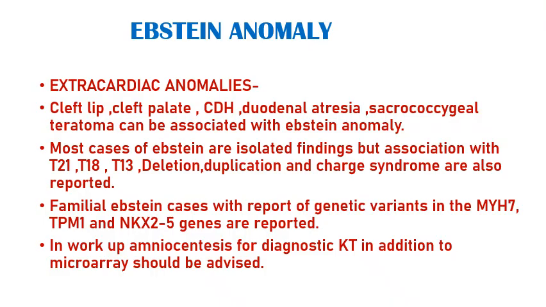In extracardiac anomalies, we can see cleft lip, cleft palate, congenital diaphragmatic hernia, duodenal atresia, sacrococcygeal teratoma. All can be associated with Ebstein anomaly. Most cases of Ebstein are isolated findings, but association with trisomy 21, 18, 13, deletion duplication, and CHARGE syndrome are also reported. Familial Ebstein cases with report of genetic variants in MYH7, TPM1, and NKX2-5 genes are also reported. Therefore, in workup, amniocentesis for diagnostic karyotype and microarray should be advised.